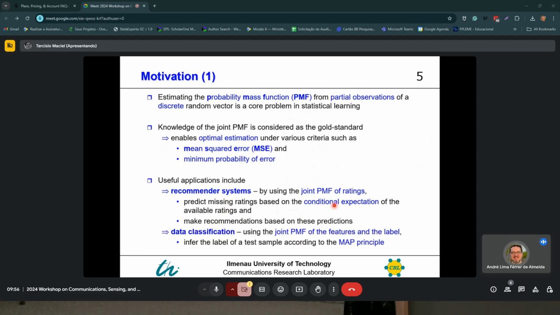Another application would be data classification. For example, in a biomedical signal processing application, the features could be the symptoms that a patient has, and the labels would be whether a person has a certain disease or not. So using the joint PMF of the features and the labels, we infer the label of a test sample according to the maximum a posteriori principle. These are just two applications that we can use once we have estimated the joint PMF.